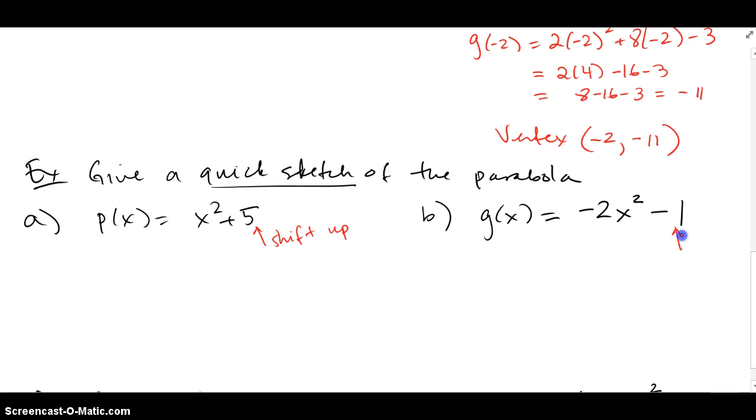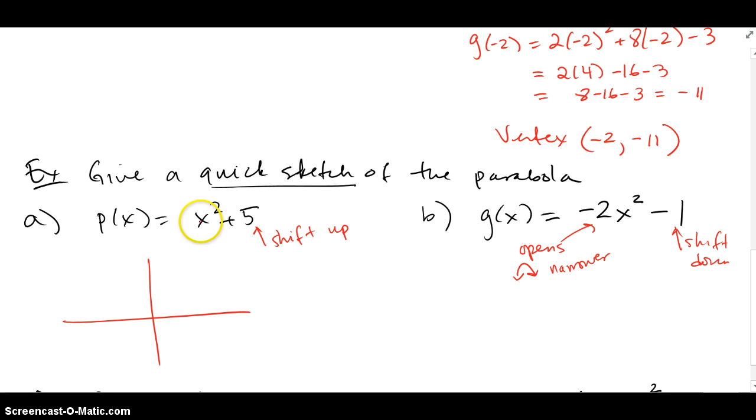I know that the negative 1 is a shift down. And I know that the negative 2 opens the parabola down, and because there's a 2 involved, it's sort of narrower than your regular parabola. So I have my notes made, and I just need to give a quick sketch. It's shifted from the origin up 5 steps. 1, 2, 3, 4, 5. And it opens up. That's all I got to do.